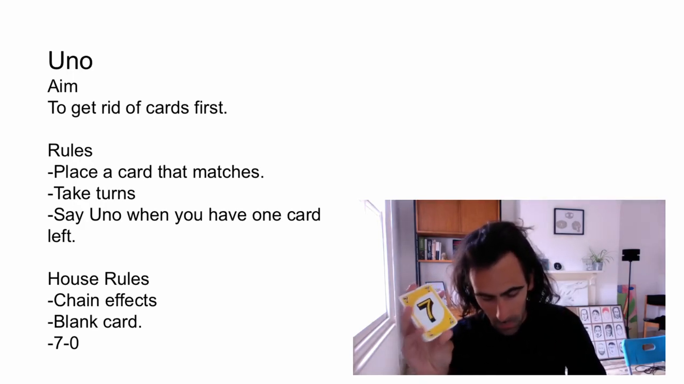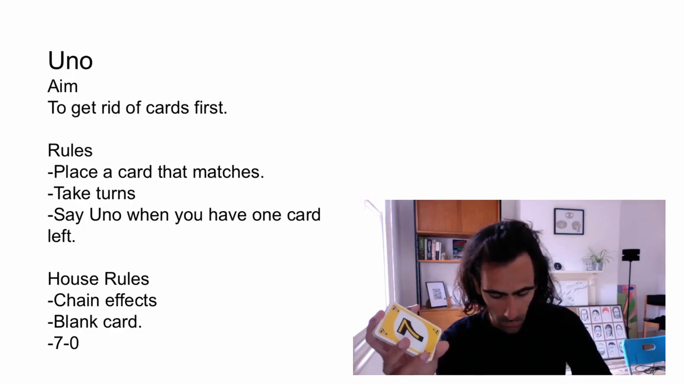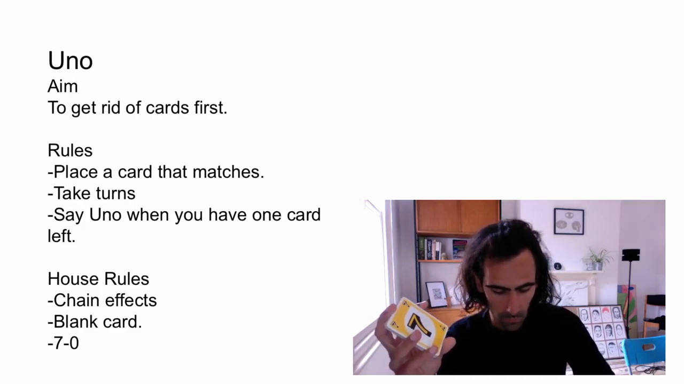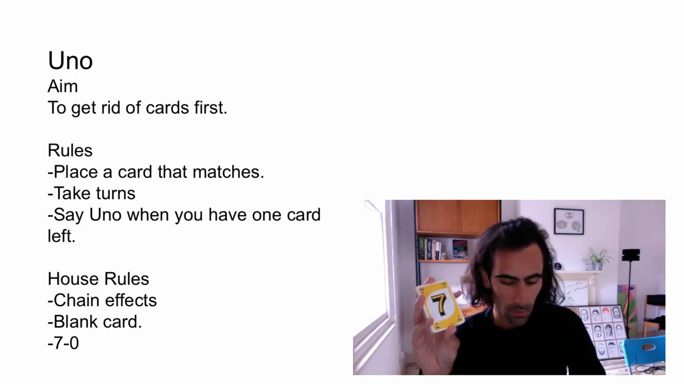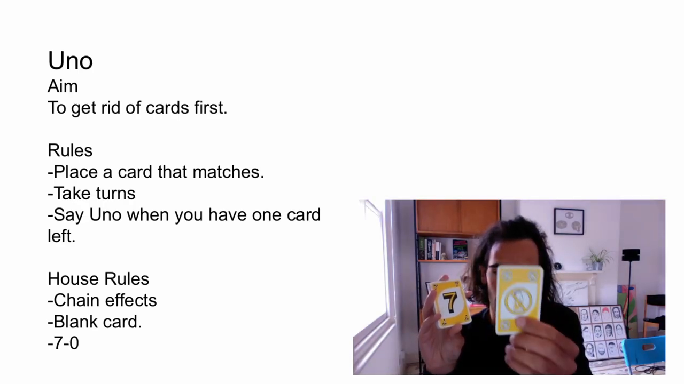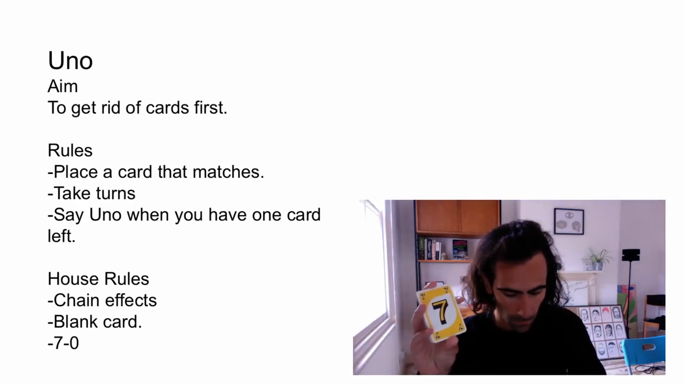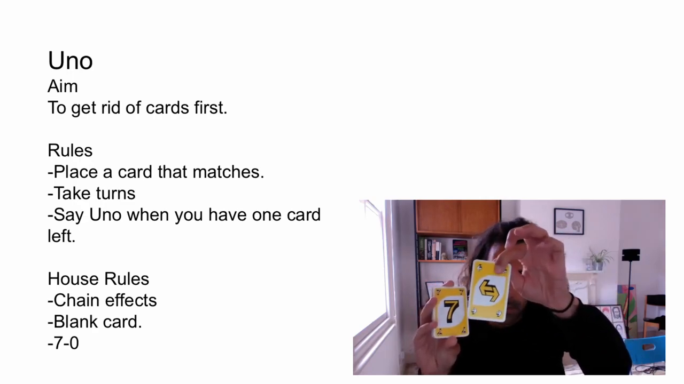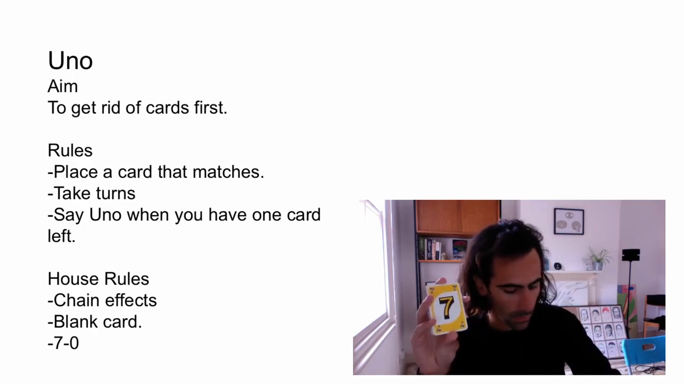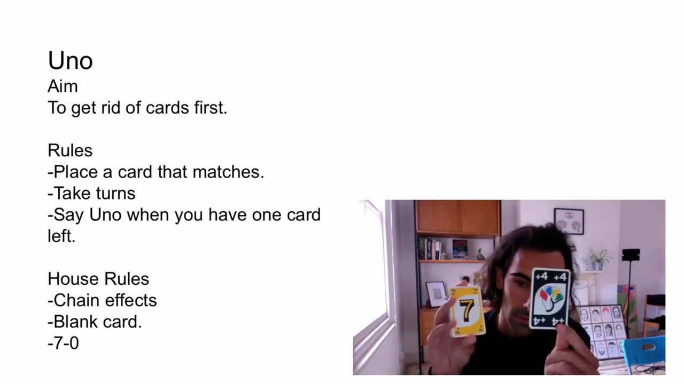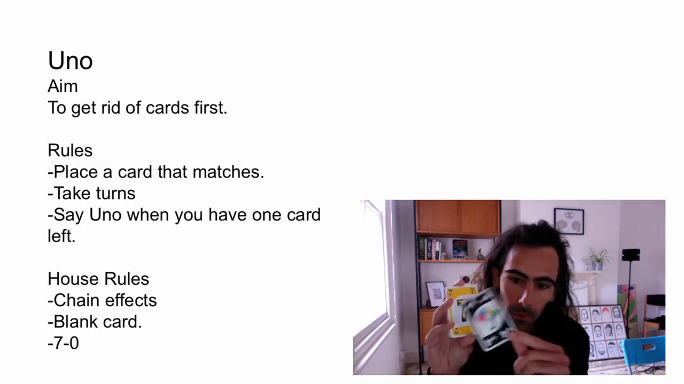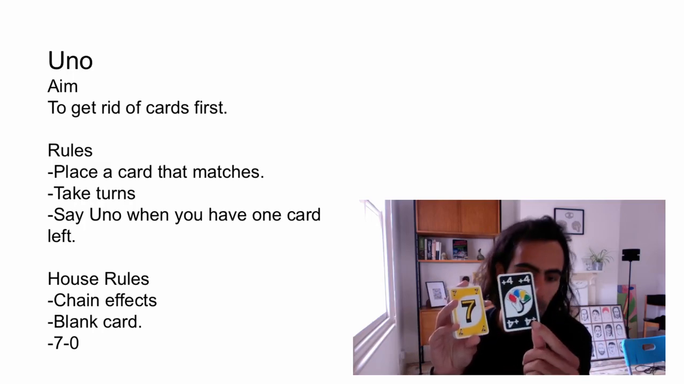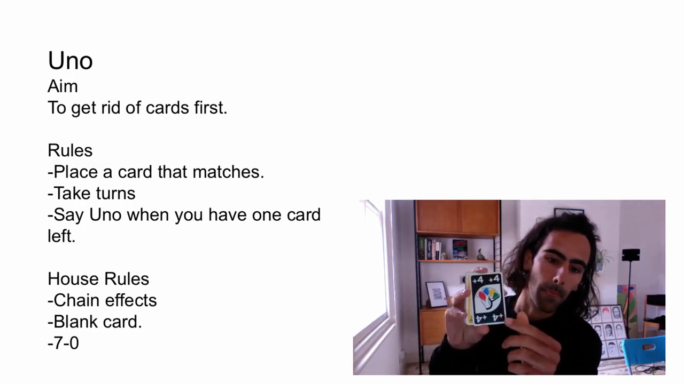Or I could use one of the power-up cards of the same color. So we have cards like this, that means the next player misses the go. You have cards like this, that means the player changes direction. Then we've got powerful cards like this that can be placed on top of any card. That means the other player has to pick up four cards.